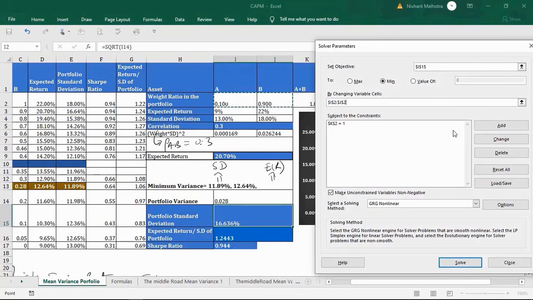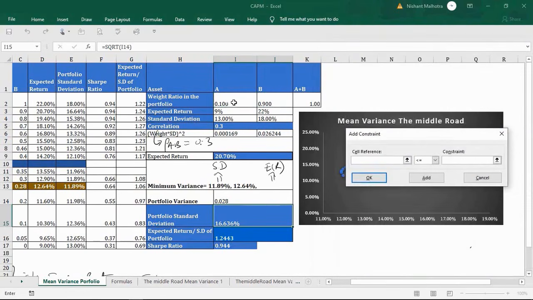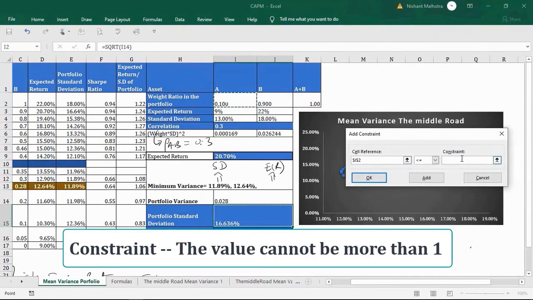Select that. Now I want to go to the constraints. So what is the first constraint? The first constraint is that this weightage cannot be more than 1, because we have seen this is the average of A and B.